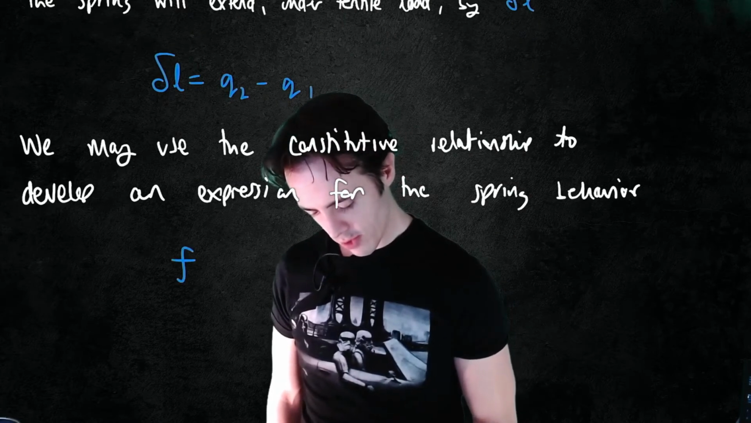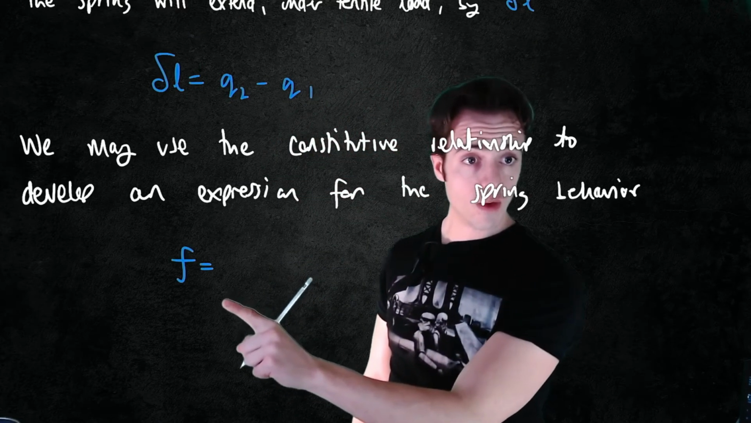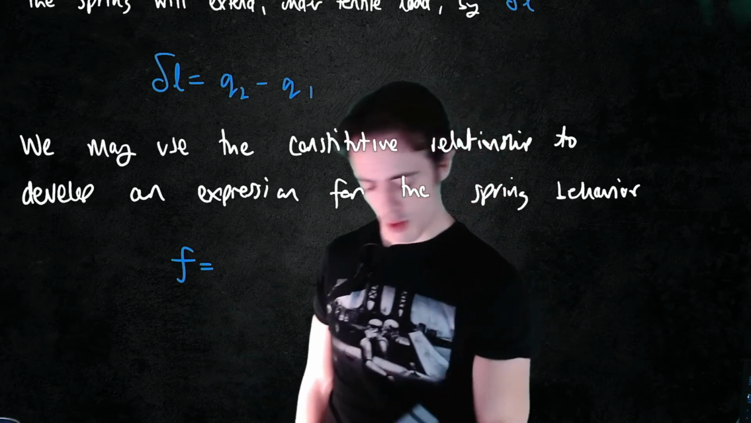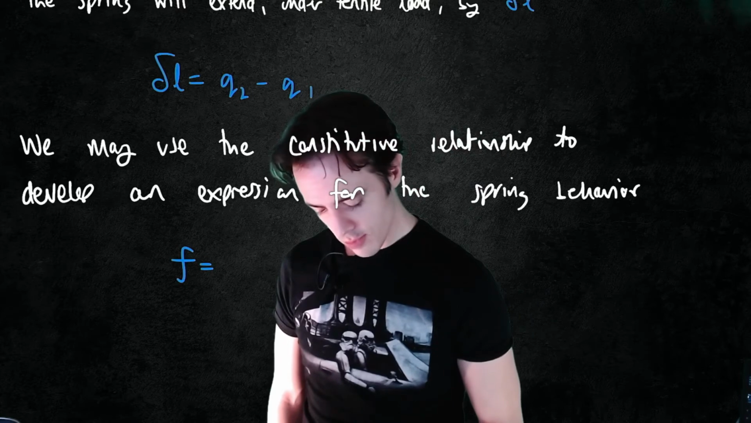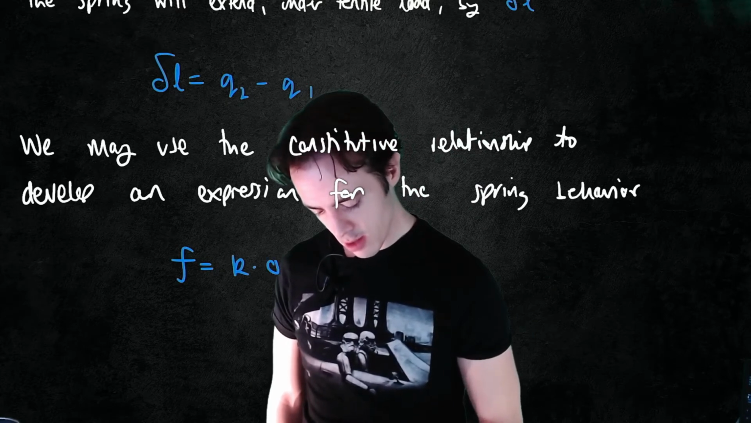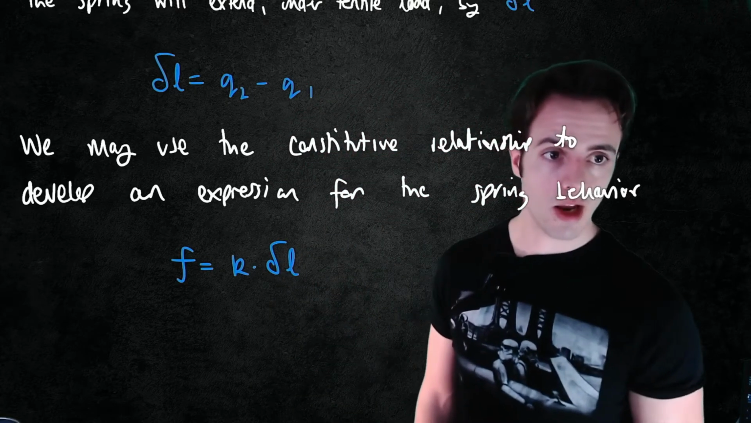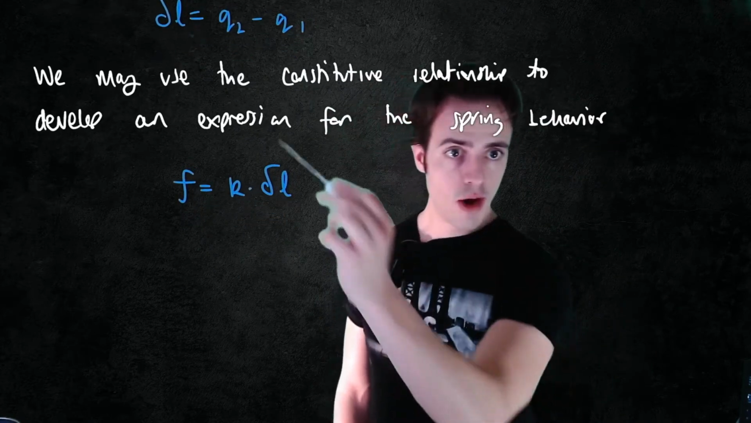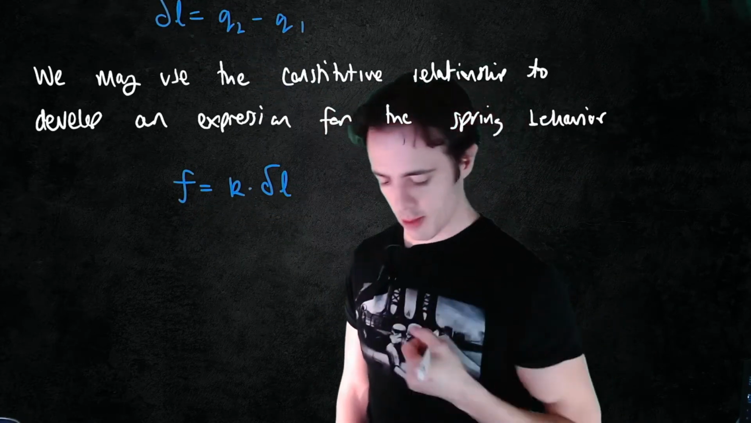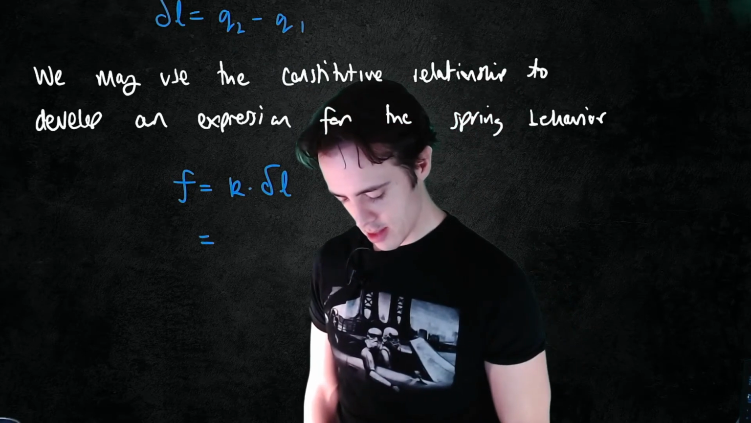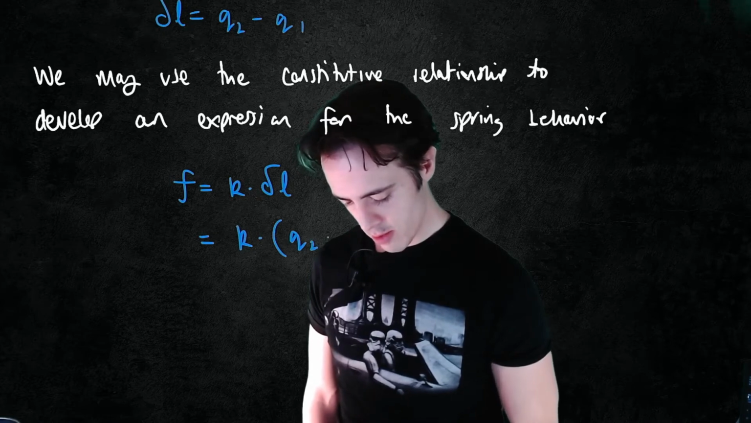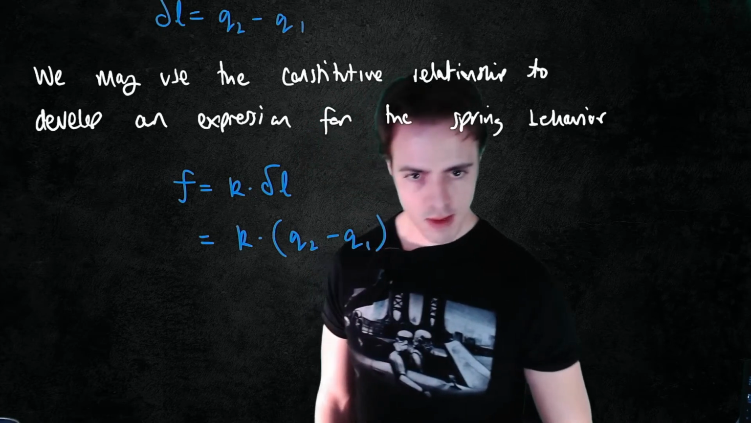So we say the force on the spring, and again this is just the tensile force, it's either equal to Q2 or minus Q1, can be equal to the stiffness of the spring multiplied by the change in length. That's just Hooke's law. Now we've already got an expression for delta L, it's just this thing here, so let's substitute that in. Q2 minus Q1.